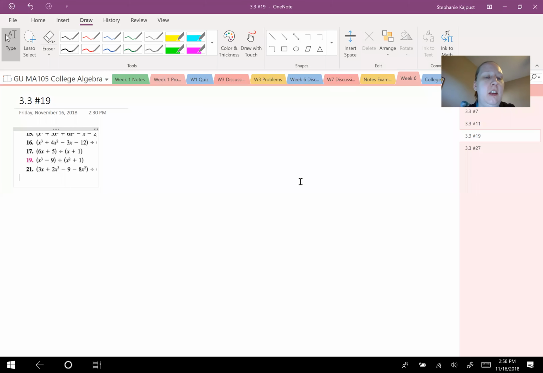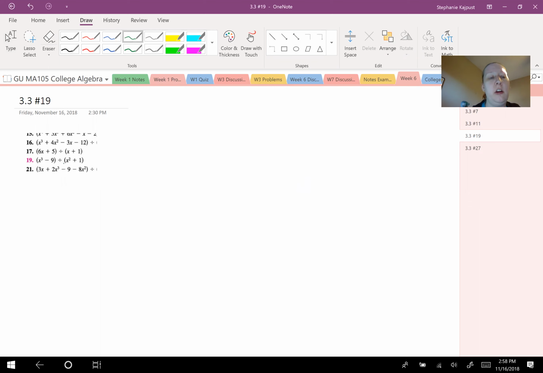I'm going to work through problem 19. So let me bring that up. Okay. Open up OneNote. Here we go. So problem 19, this is a long division problem. So the directions say to divide this using long division.